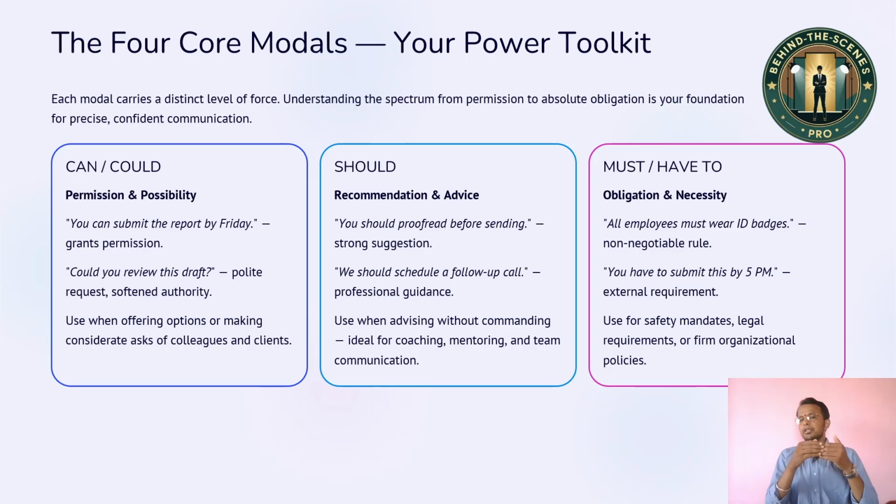When it is negotiable, okay, even if you won't proofread, it won't impact the timeline or the procedure much, there we use should. But if it is impacting the procedure, if it is impacting the practice, and it is non-negotiable, we use must or have to. Okay?